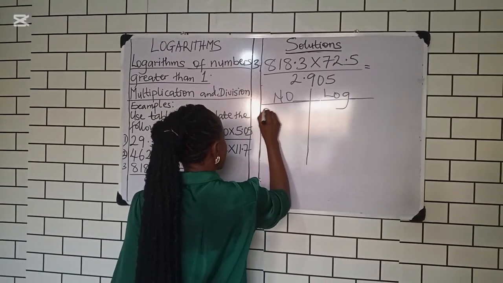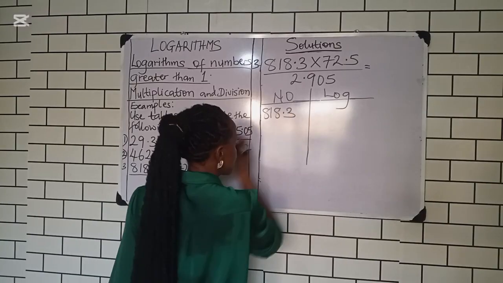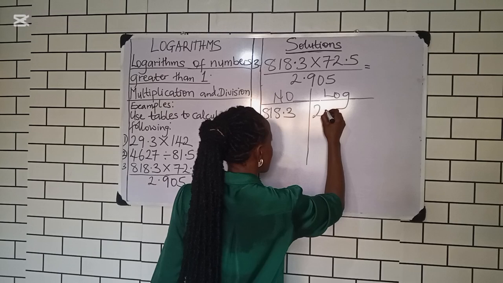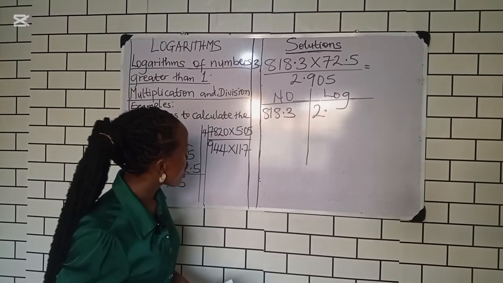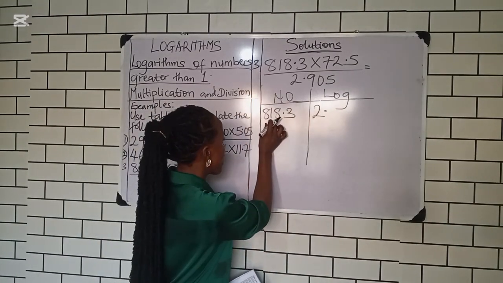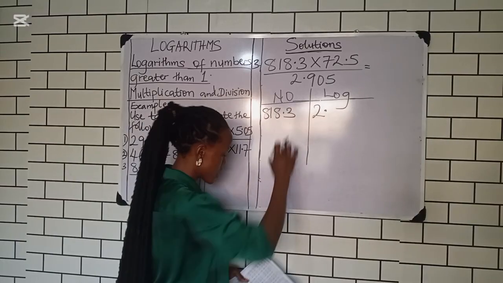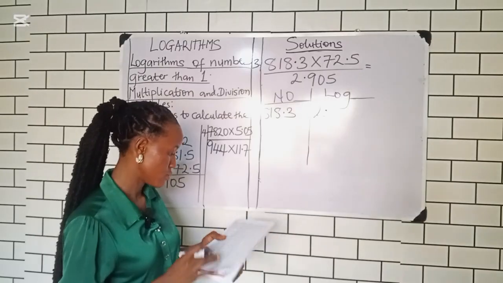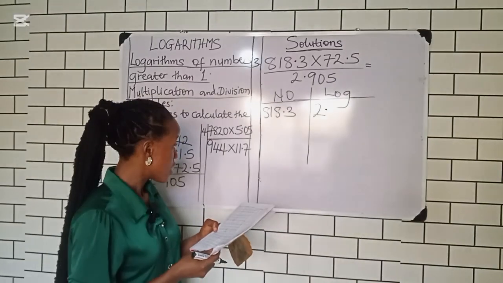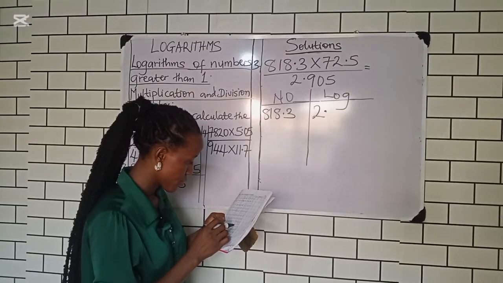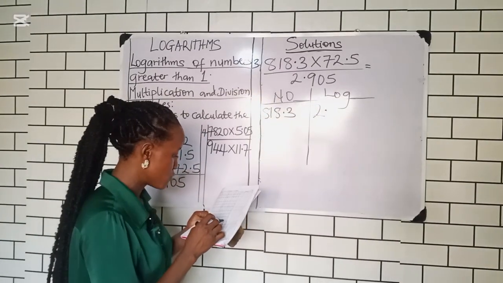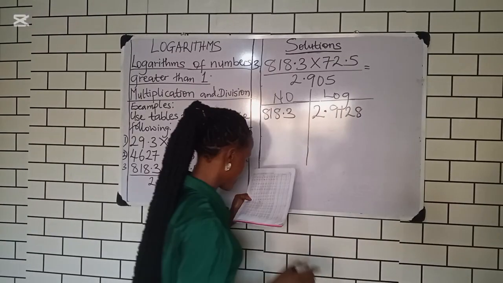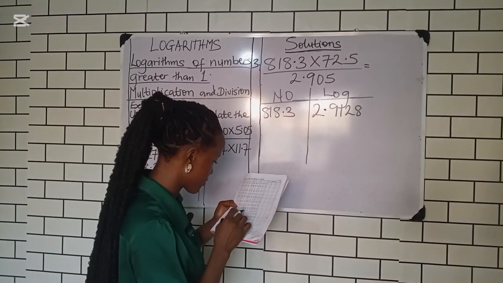Now the first number here is 818.3. The characteristic part here is 2 points, put your decimal point. Now we're going to look for 81 under 8 difference of 3. In our logarithm table, 81 under 8 will give us 9128. Now difference of 3.